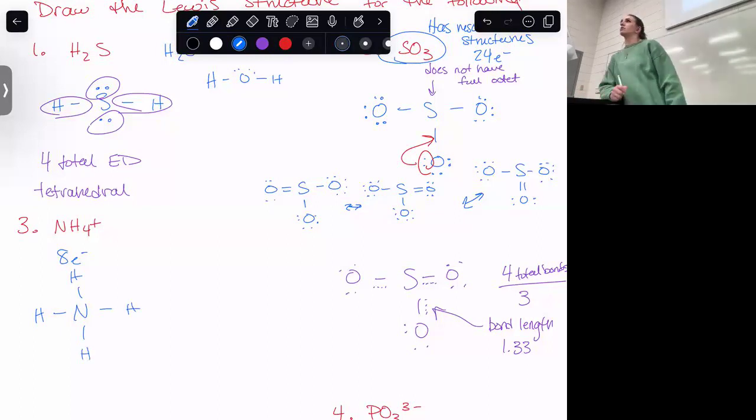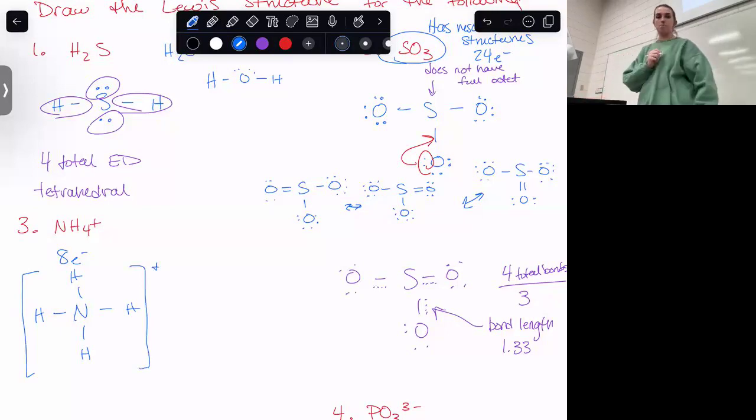And what about that plus? What does that plus indicate? Yep, so it's an ion, which means we need bracket notation, right? So we need to say that something has a plus next to it. That also means if we have a plus, that one or more of our atoms will have a formal charge associated with it. What would be the formal charge for nitrogen? How would we solve for that?